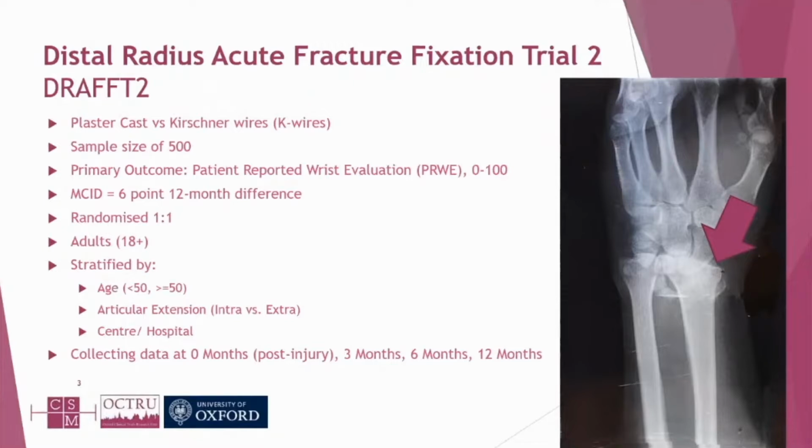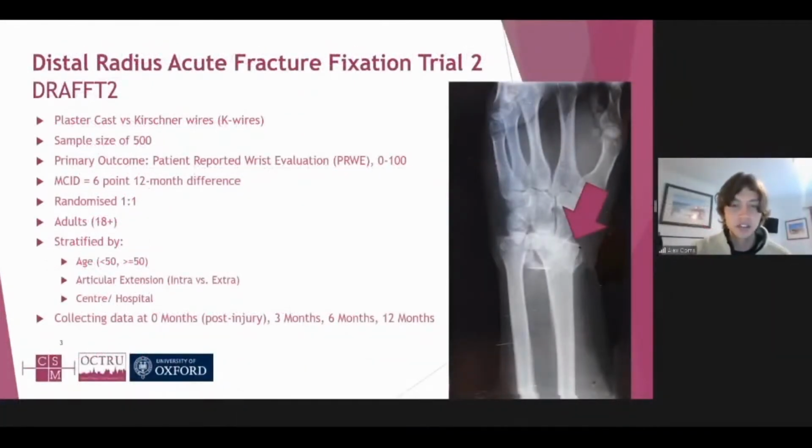The idea being that if you're less than 50, you're more likely to be involved in a high impact injury, like falling off a skateboard or doing something equally as daft. Whereas when you're older than 50, you've got bone brittleness, so you're more likely to break your wrist just by falling on it in a low impact fall. Articular extension is the way you break your wrist: you can break it top down from the hand or across your arm, intra versus extra. And then centre in hospital. We're collecting data at 0 months post-injury, so just after you've broken your wrist, then 3 months, 6 months, and 12 months.